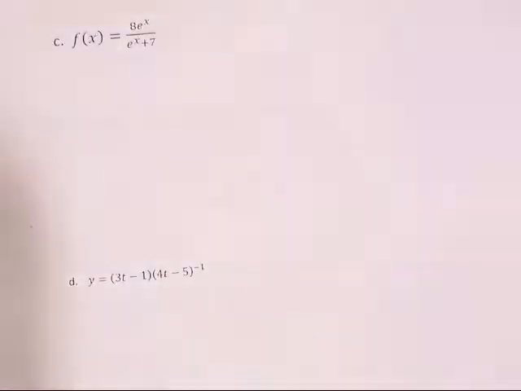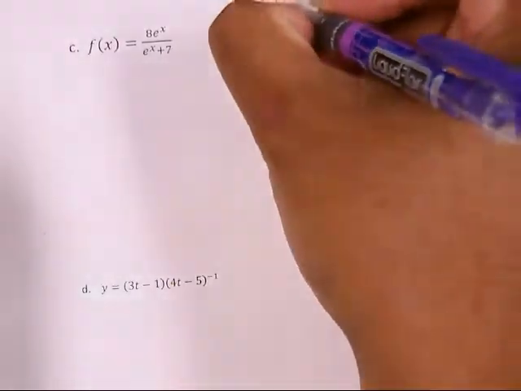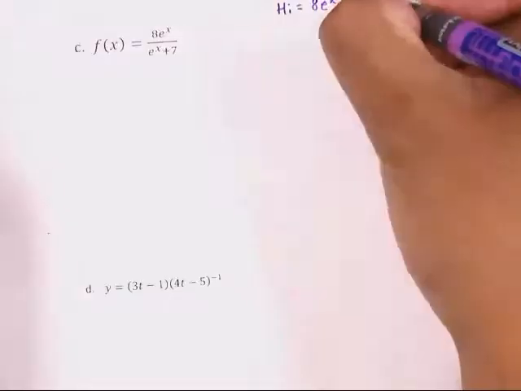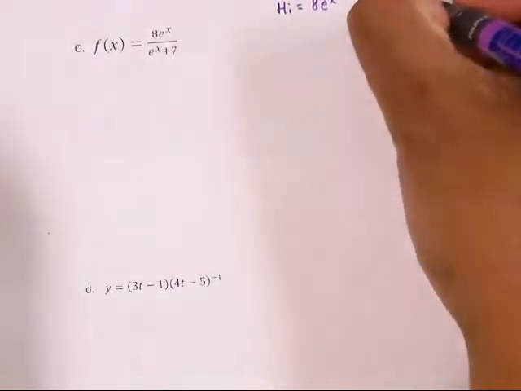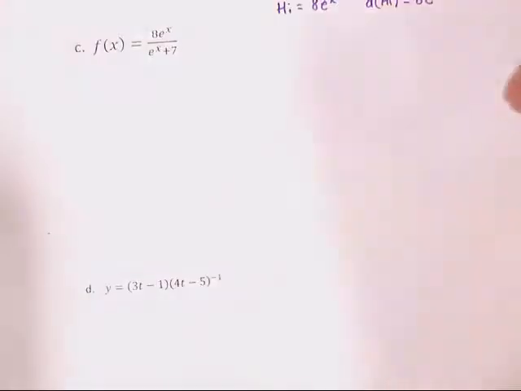Alright, part C. Got f of x is equal to 8e to the x over e to the x plus 7. So here I have a quotient rule that I'm going to use, and I'm going to use an easy derivative here. So, if the high is going to be 8e to the x, that's the numerator, the derivative of the high is also 8e to the x. Here I'm using the constant multiple rule, bring the constant over and take the derivative of e to the x, which is e to the x.